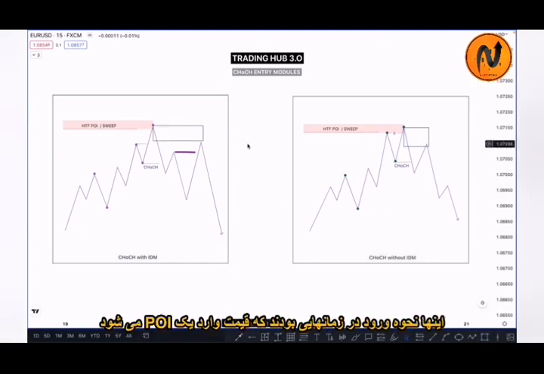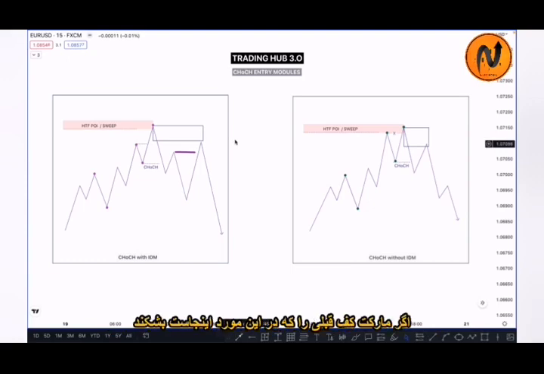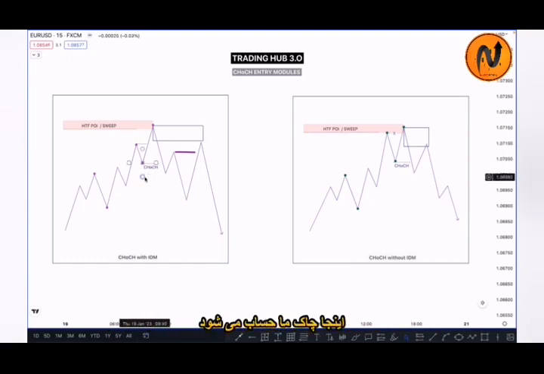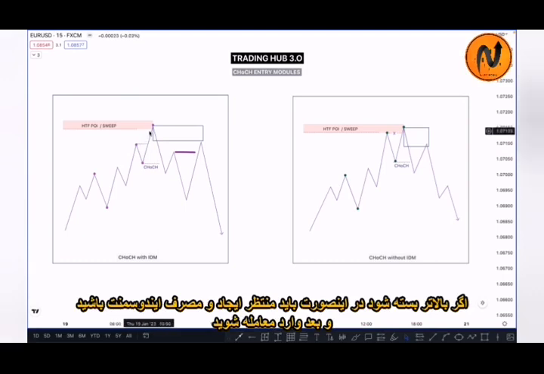So these are entry modules when the market taps your PY zone, and you have to remember only two things. If the market breaks the previous low, which one is here, this one is our change of character, and you have to remember one thing, whether the previous high closed above it or not. If it closes above it, then you have to wait for taking out the inducement before entering.